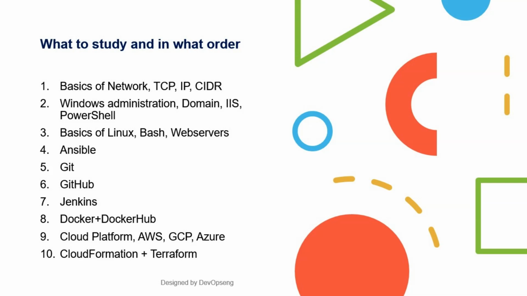Next, 9. Cloud platform. This includes AWS. Amazon Web Services is the world's most comprehensive and broadly adopted cloud, offering over 200 fully featured services from data centers globally. Millions of customers, including the fastest growing startups, largest enterprises, and leading government agencies are using AWS to lower costs, become more agile, and innovate faster, and other clouds: GCP, Azure.